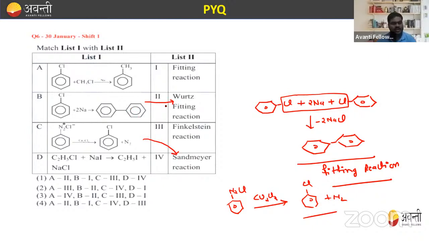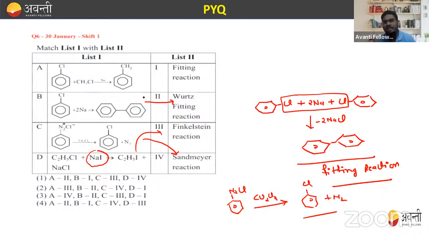Now, the next question is NaI. By just looking at NaI, we know this is the Finkelstein method, because the Finkelstein method is generally used for the preparation of iodides. In this method, we also take acetone because NaI is soluble in acetone. So this reaction is known as Finkelstein. So D is equivalent to 3.